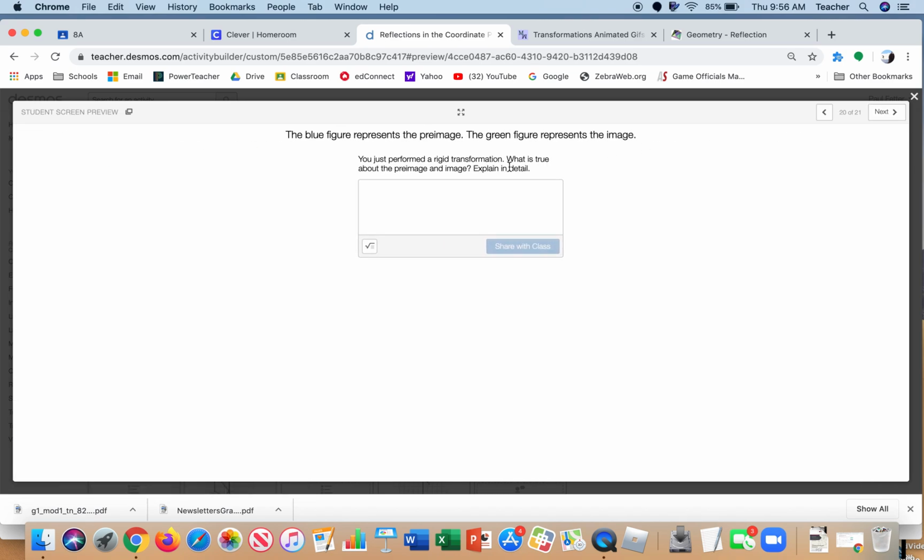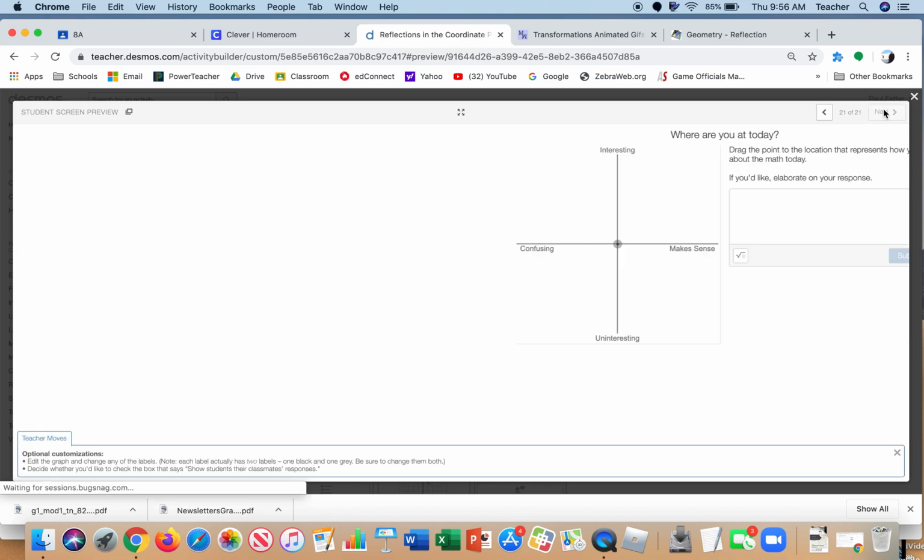And again, what is true about the pre-image and the image when you reflect? It is the same size and the same shape.